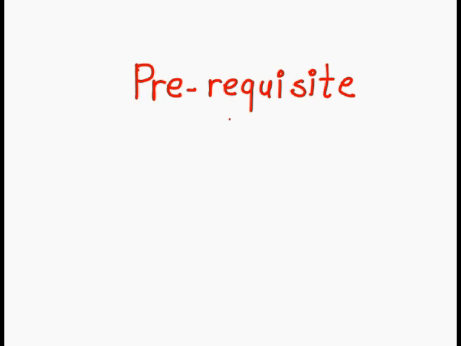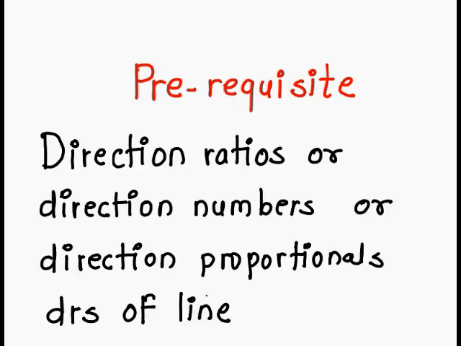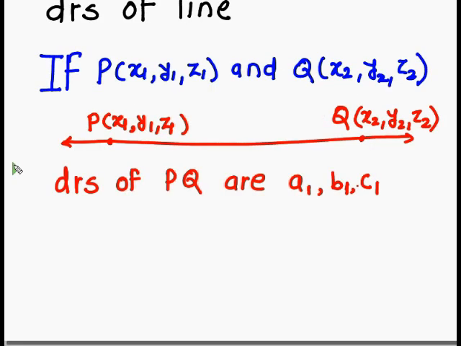In the prerequisites, first of all, we study what a direction ratio or direction number or direction proportion, or DRs, of a line is. How to find these DRs? This is also called the DRs of a line. We require the DRs of a line to find the equation of a right circular cone. Consider two points P and Q on the line PQ. The coordinates of P are x1, y1, z1 and the coordinates of Q are x2, y2, z2.